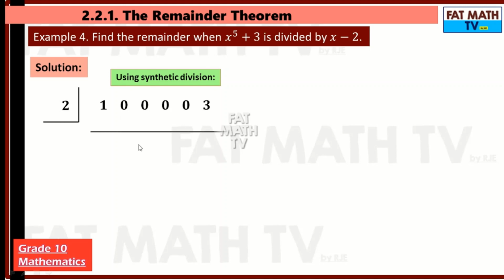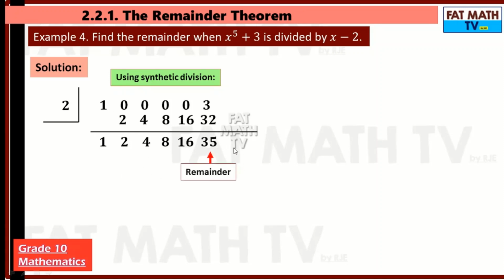So divide. Bring down 1. 1 times 2 is 2. 0 plus 2 is 2. 2 times 2 is 4. 0 plus 4 is 4. 4 times 2 is 8. 0 plus 8 is 8. 8 times 2 is 16. 0 plus 16 is 16. 16 times 2 is 32. 3 plus 32 is 35. So the remainder is 35.